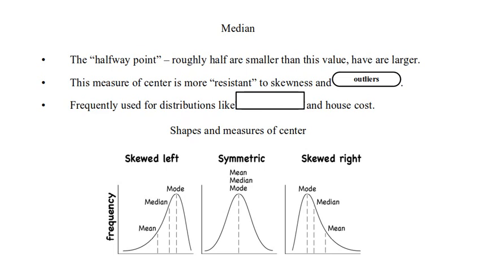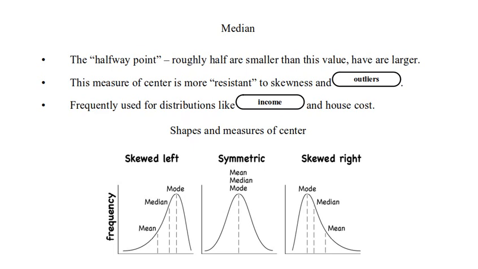It's frequently used for distributions like income, the example we've just been talking about, or really anything where there's large outliers out there. There's some pretty darn expensive houses out there. So as a result, we might look at the median house costs.